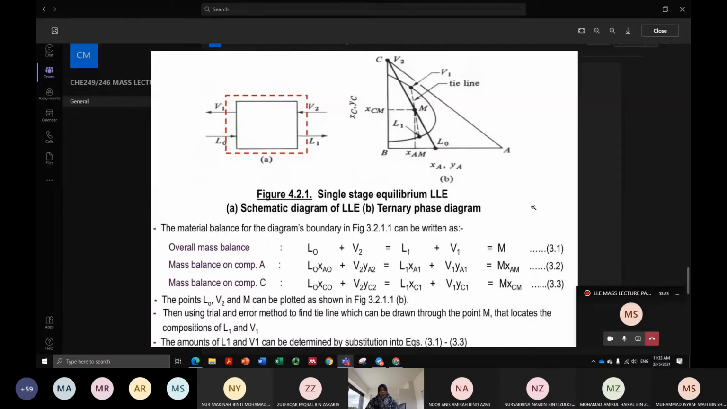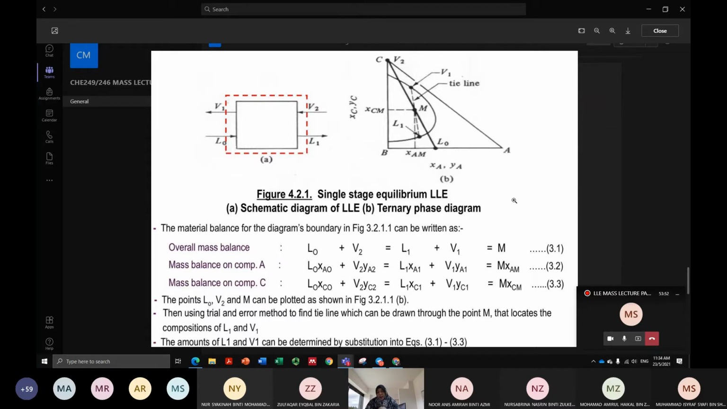This is the diagram for the single stage equilibrium LLE. If you have a single stage, the question will not ask you to calculate the number of stages for the process. You need to calculate the number of stages when you are dealing with distillation, where you have stage number 1, stage number 2, stage number 3.